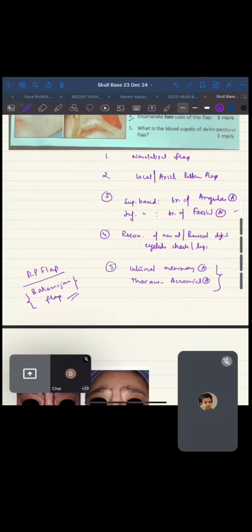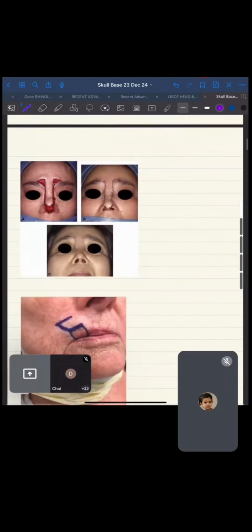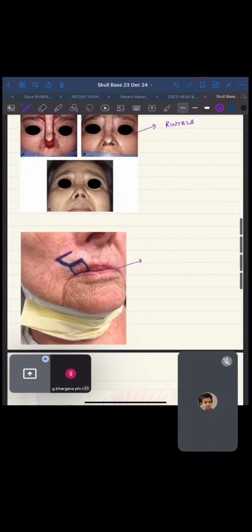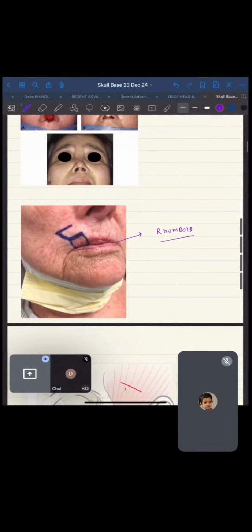Okay, now coming to this. Now, what is the name of this flap? This is not a question asked till now, but a very potential question. Name of this flap? Rintala flap. Yes, the answer is Rintala flap. Lovely. Now coming to one more named flap, which is commonly asked, again starting with R. Rhomboid flap. Yes, this is the rhomboid flap. You're absolutely correct. Okay, so please go through all these.